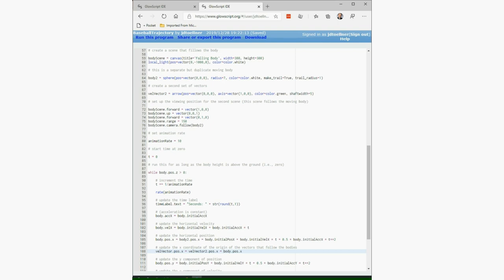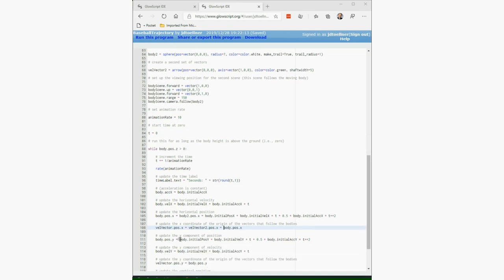So then I need to reposition both sets of vectors. And Python has this cool feature where I can say variable 1 equals variable 2 equals some quantity. So I'll just add all that in here for both the velocity vector and the body. I'm sorry, body 2.